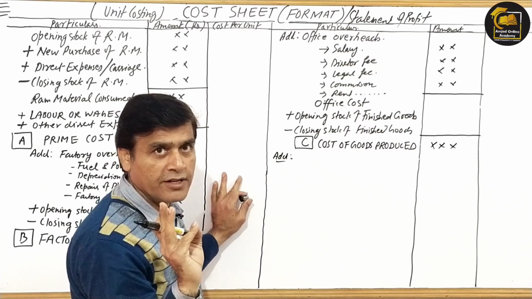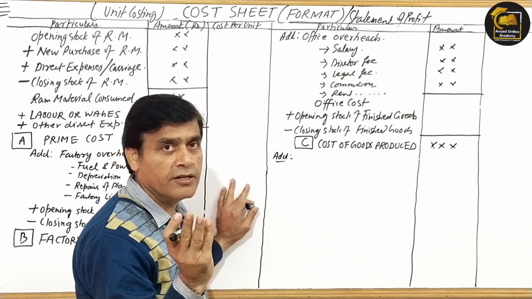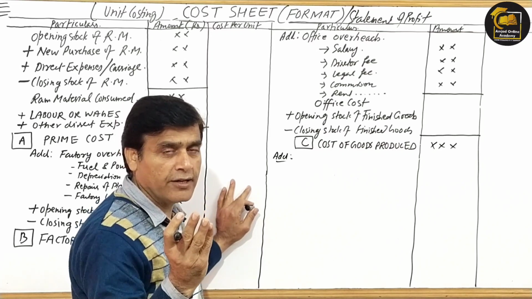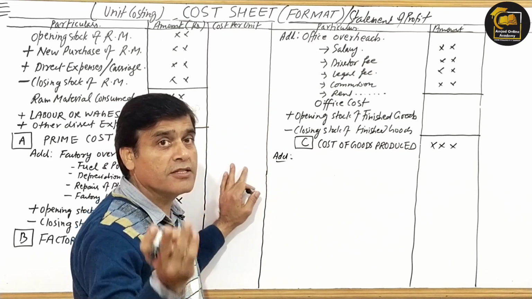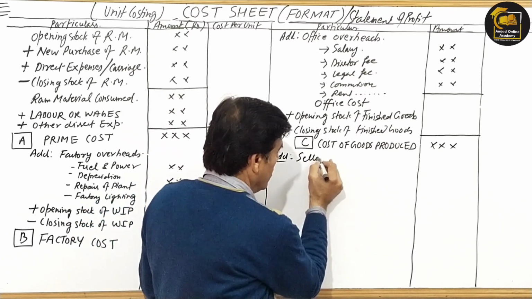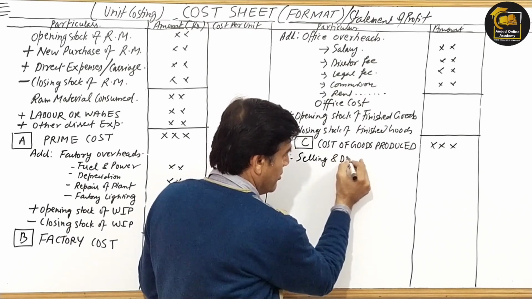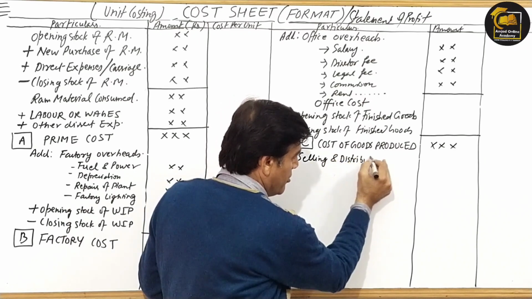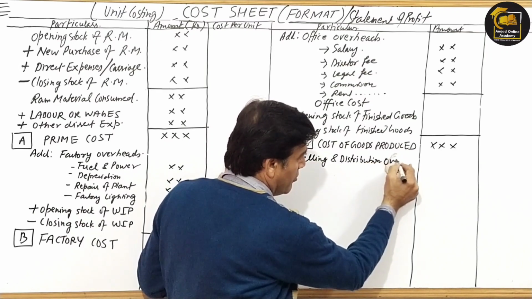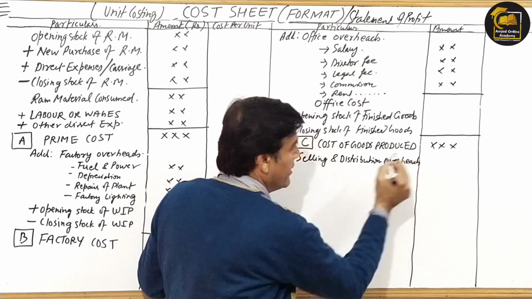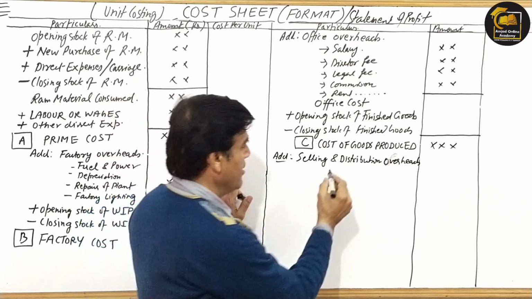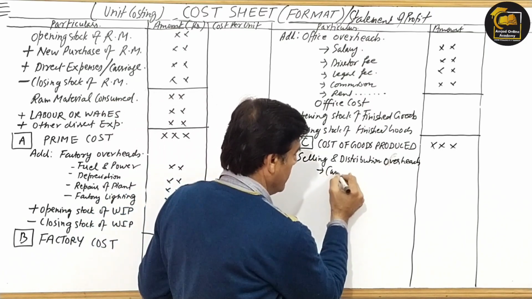After that, the last step is left. You have considered direct factory expenses. You have considered indirect factory expenses, which is known as overhead. You have considered all the office overheads. Now it is time to consider the remaining expenses, which are known as selling and distribution overheads. सेलिंग एंड डिस्ट्रीब्यूशन ओवरहेड्स, यही तो बचता है. अब जो भी एक्सपेंसेस इसमें होंगे, फॉर एग्जांपल सेलिंग एंड डिस्ट्रीब्यूशन ओवरहेड्स में क्या क्या आ सकता है?